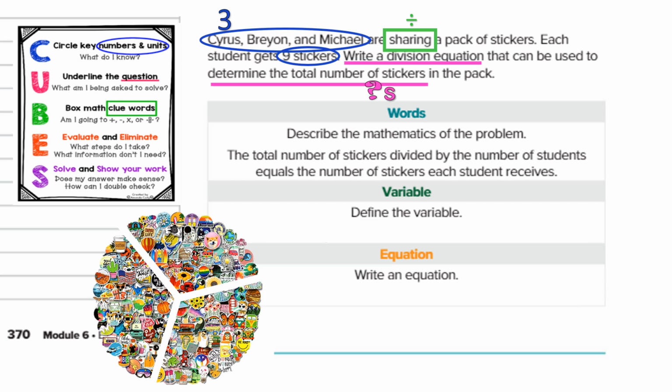What variable should I use? Well, I'm looking for the number of stickers, so we're going to use S as our variable. So when I look at it, I have stickers. I don't know how many stickers, so I start with I have stickers. I put my S. I know I'm dividing because I'm sharing them equally among how many people? 3. And I'm told then that my answer will be that they each get 9 stickers. So that equation, as you can see in your book, is S divided by 3 equals 9. I have a group of stickers. I'm going to divide it amongst 3 friends, and they're each going to get 9 stickers.